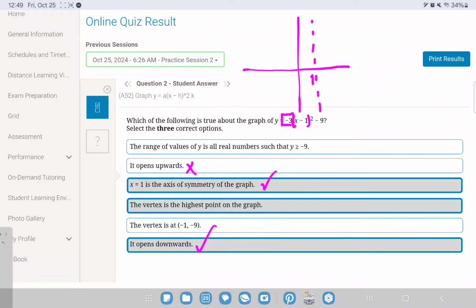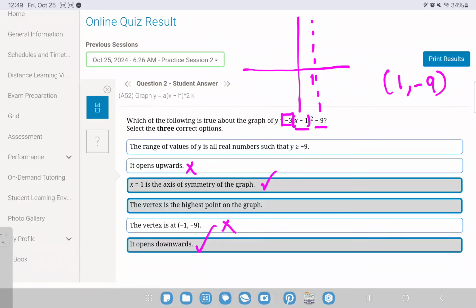So we choose it. And also, we know that it's shifting 9 downwards. So our vertex is whatever makes this 0. So our vertex should be 1 and -9, where here it says -1, -9. So this is wrong again.